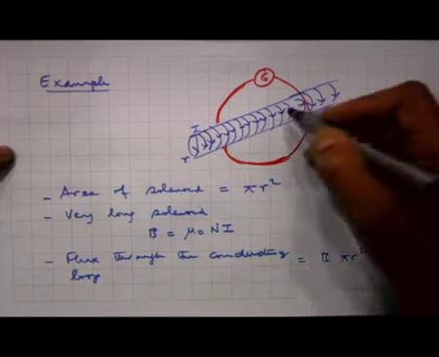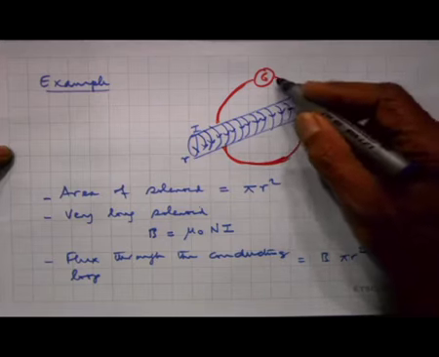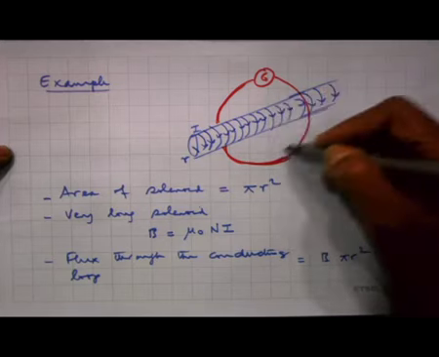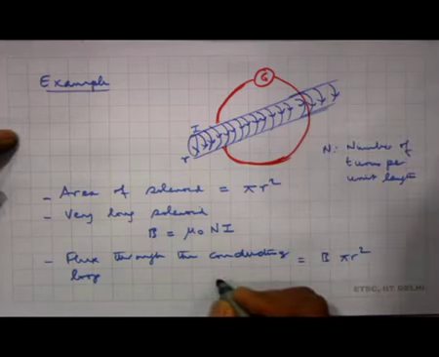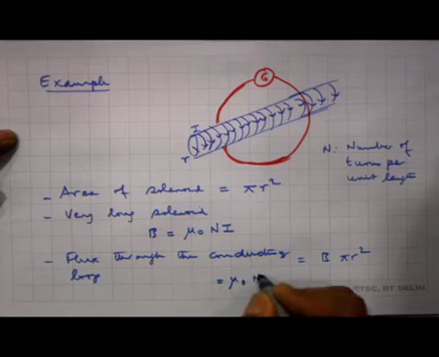Remember, there is magnetic field only within the solenoid. The loop is much bigger than the solenoid, but there is hardly any magnetic field outside. So, the flux is simply B times pi r square, which is nothing but mu naught n I into pi r square.